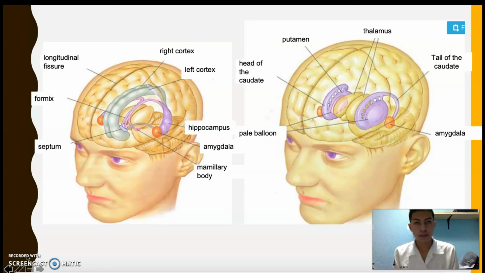We have the amygdala, which is responsible for detecting fear and preparing for emergency events. And then we have the putamen, which is fundamental in the preparation and execution of the movements of the extremities. And finally, we have the caudate, which is linked to movement control too.